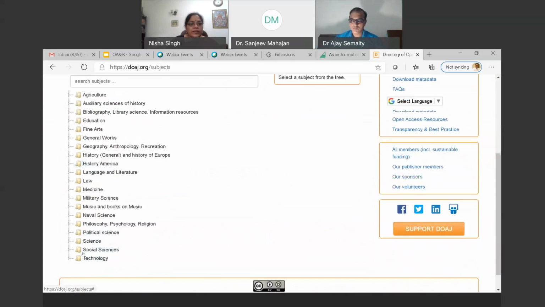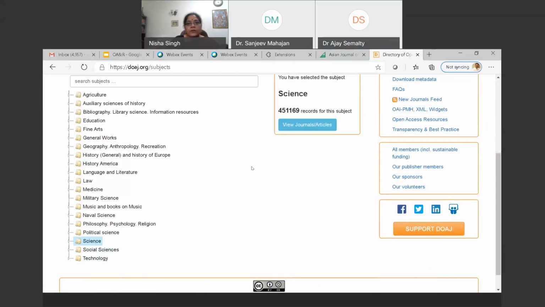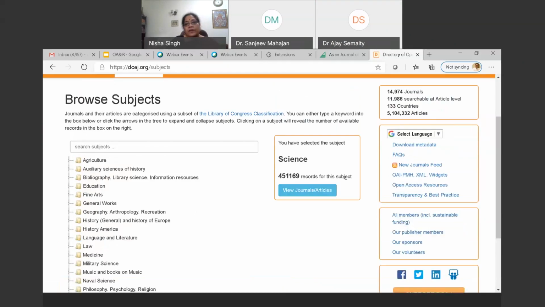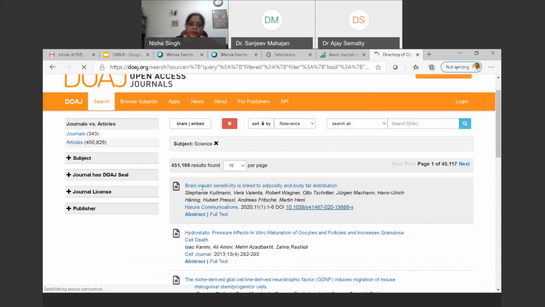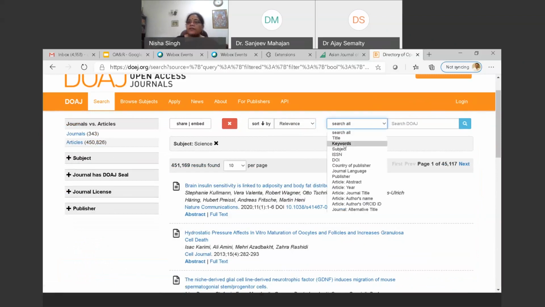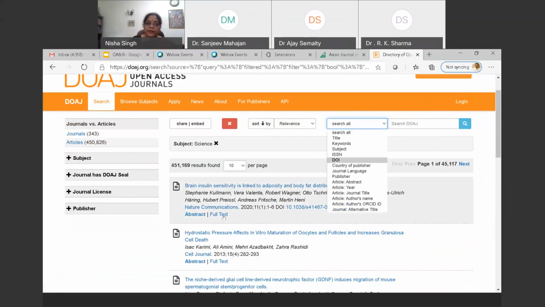Let me go to just sciences. So these many records are available. View journals and articles. Now subject wise, these are there. Brain insulin sensitivity is linked. Relevance, you can decide which, title wise, you want. Search all, or you can search title wise or keyword wise. Search the DOAJ. So all those search options are available here.